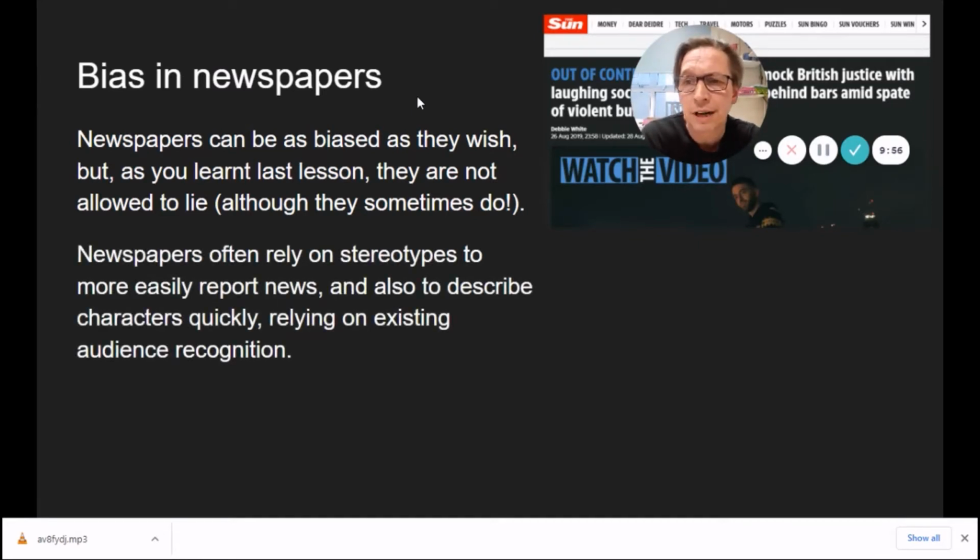Now, they often rely on stereotypes to more easily report news, also to describe characters quickly. So, if we want a story about teenagers, well, it's quite easy to find a photograph of a teenager looking surly on a park bench that we can use to underline that story.